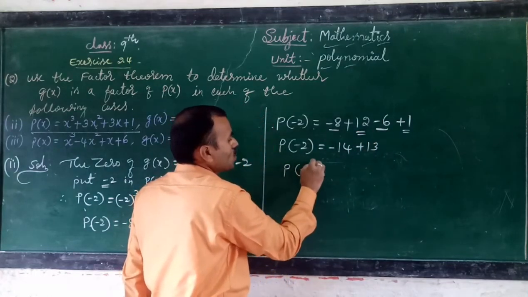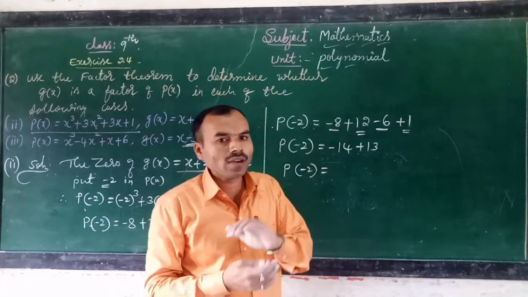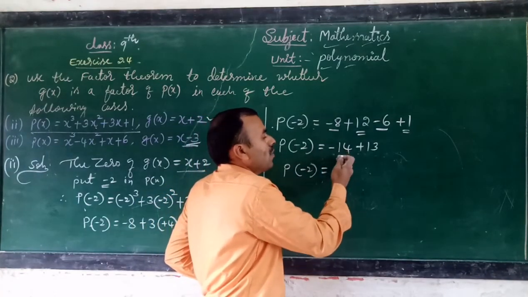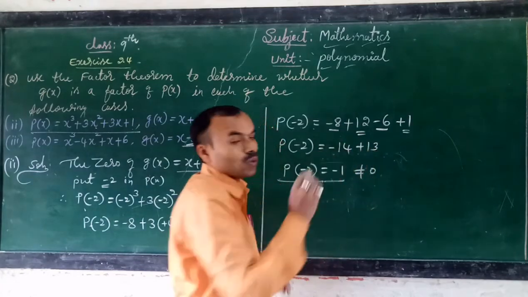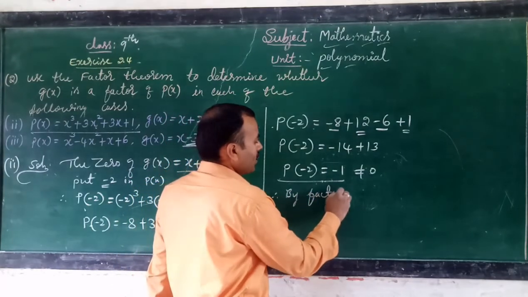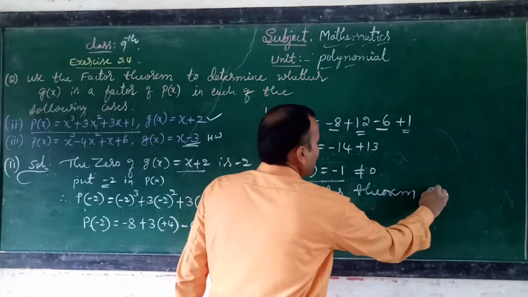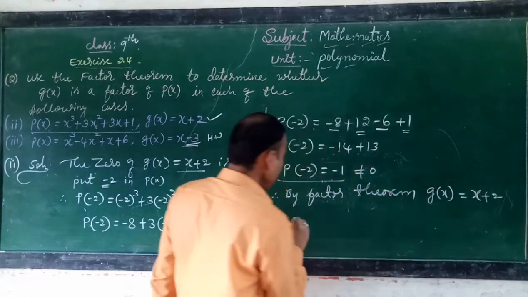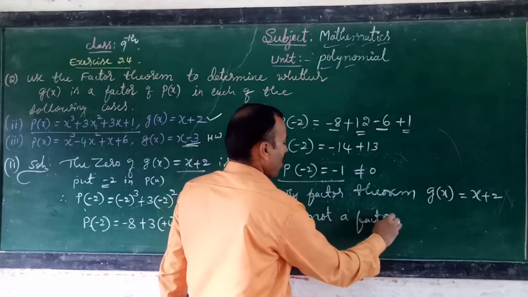P of minus 2 equals, here minus and plus terms are there, so you have to subtract. Here the bigger term has minus, so write minus. Minus 14 and plus 13 is minus 1. It is not equal to 0. Therefore, according to the factor theorem, g of x equals x plus 2 is not a factor of p of x.